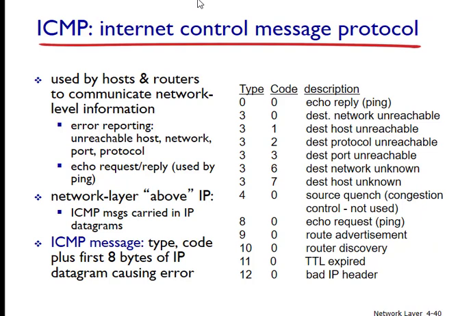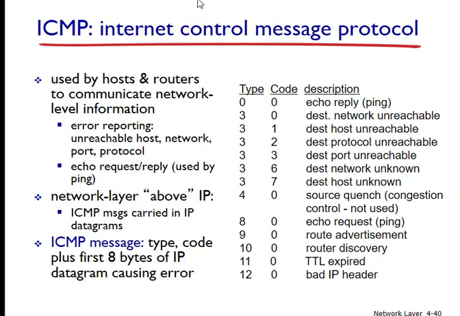Recall that the network layer of the Internet has three main components: the IP protocol discussed in the last lessons, the Internet routing protocols, which include RIP, OSPF, and BGP, which we'll be discussing later, and ICMP, which we will look at now. ICMP, Internet Control Message Protocol, is used by hosts and routers to communicate network layer information to each other. The typical use of ICMP is for error reporting.